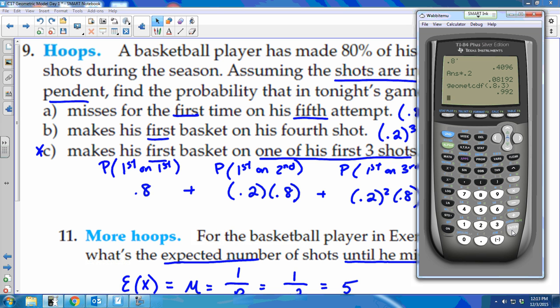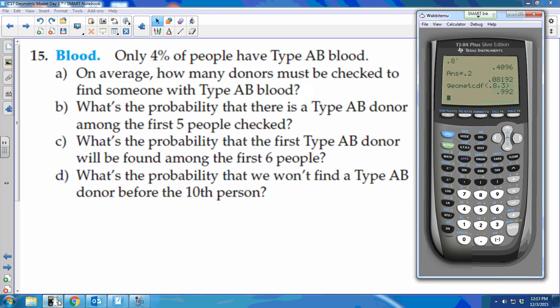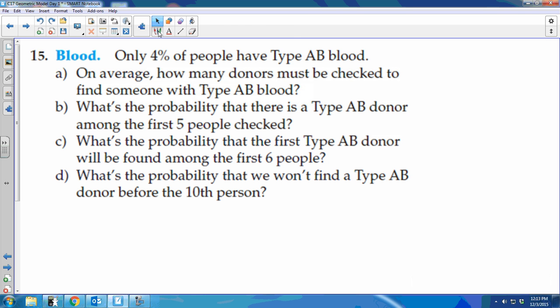All right. So let's quickly do another example, and then I'll give the assignment. It says only 4% of people have type AB blood. So on average, how many donors must be checked to find someone with type AB? So this is asking to find someone. That means find the first person. Right, that's important. Find the first with type AB.